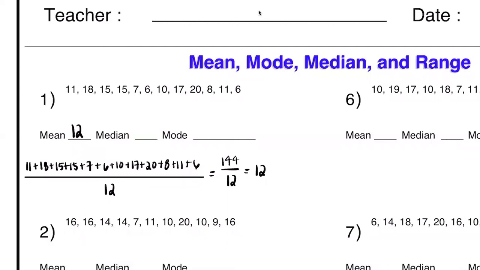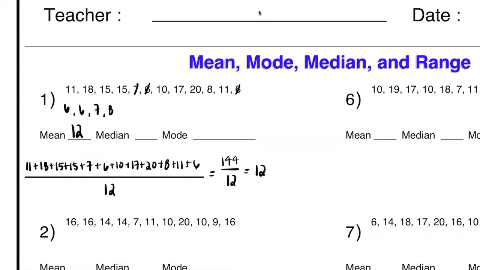And then the median. Remember, the median is the middle number, but that requires us to put these numbers in order. So let's look at who is the lowest. We have a 6. I'm going to cross them out because it's easier that way. 6, a 7. Do we have any more 7s?